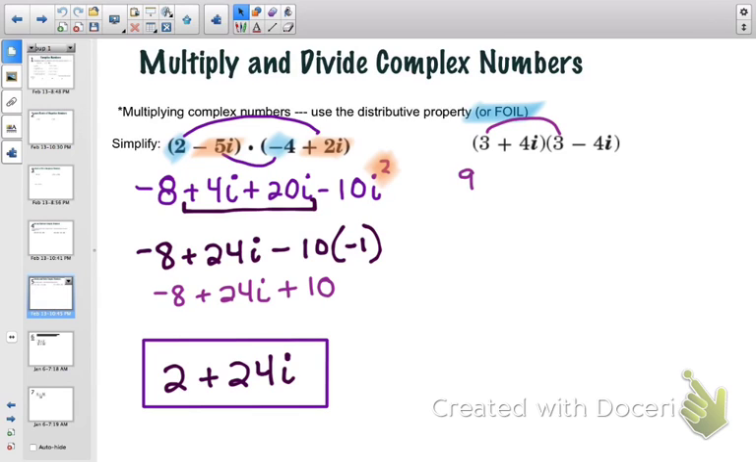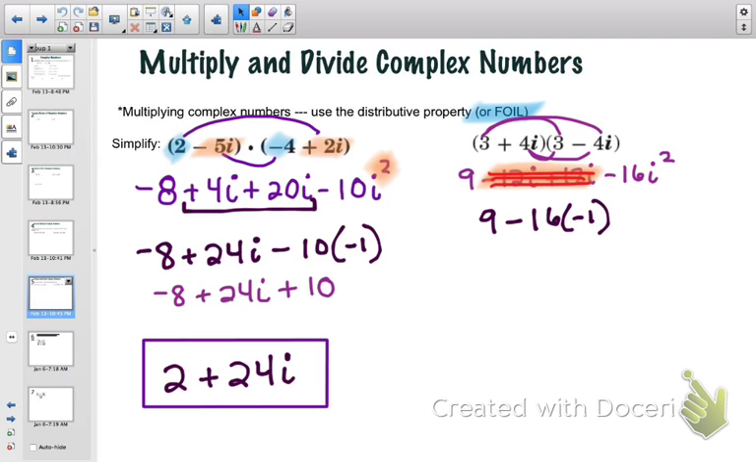First terms, multiply to 9. Outer terms, multiply to negative 12i. Inner terms, add to positive 12i. So we can already see that those are going to cancel each other out. Last, 4 times negative 4 is negative 16, and i times i is i squared. So the middle terms cancel out, and we do need to substitute in negative 1 for i squared. So 9, and then negative 16 times negative 1, order of operations, I need to multiply first, is positive 16, add to 25. So we end up getting a real whole number and no imaginary numbers in our final answer.